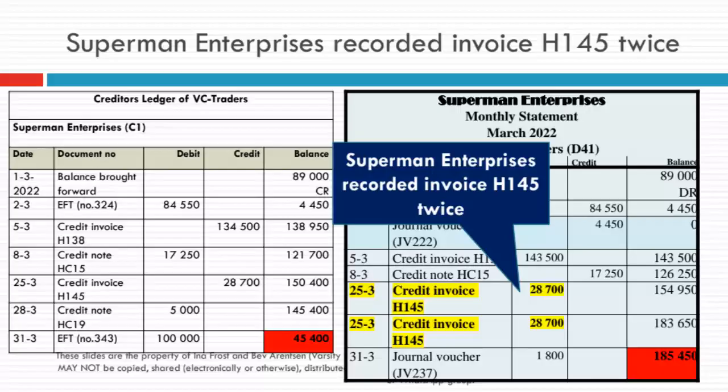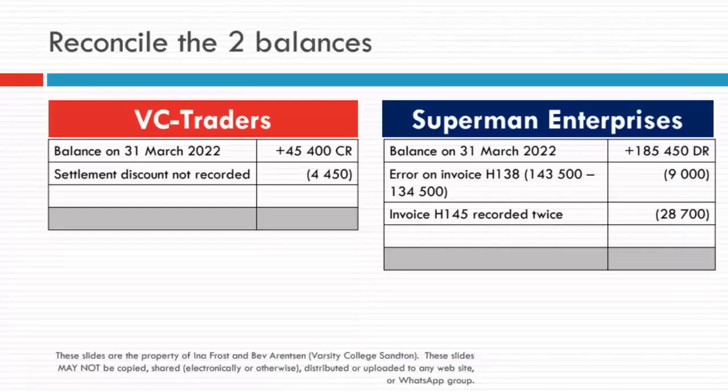The next problem we come across is that Superman has gone and recorded the same invoice twice. So again, this correction needs to be made by Superman because it was an error on their side.